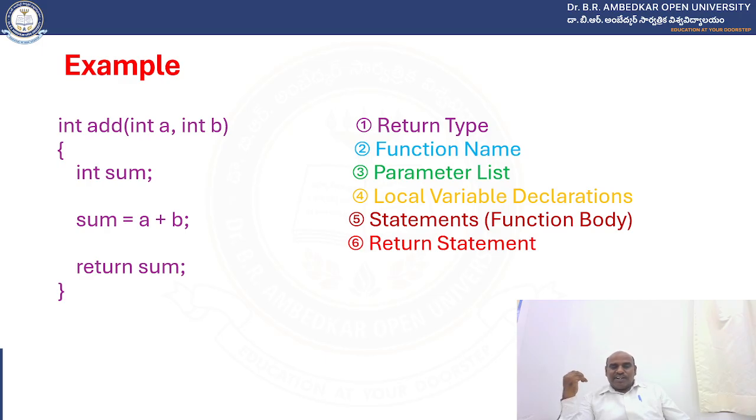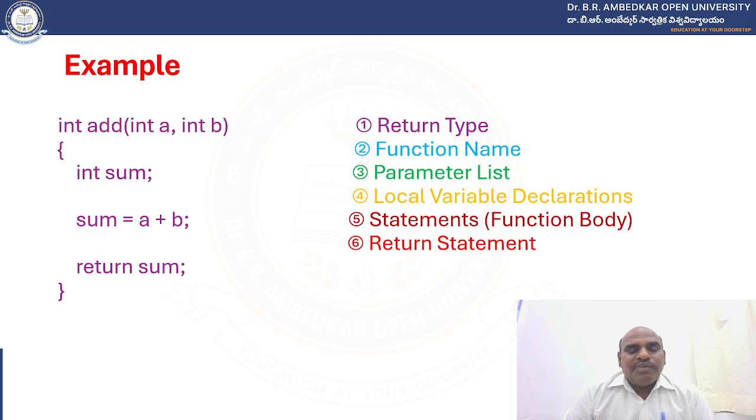Function name. What is the function name here in this example? Add. Add is the function name. The third one is the parameter list. What are the parameters? Here, int a and int b are the parameters. For doing the sum of two numbers, I am taking one value as a and the other value as b. Next, the local variable declaration. What is the local variable here? Sum is the local variable.